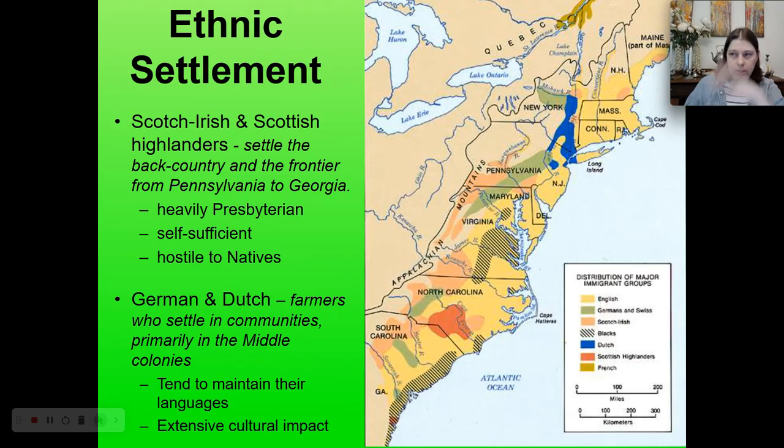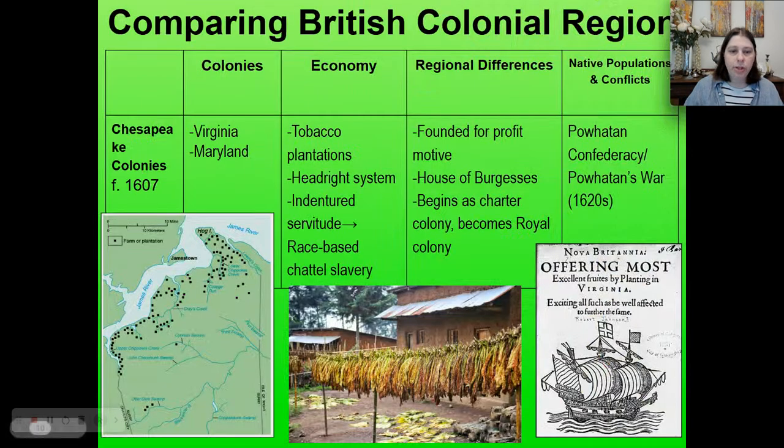There's a graphic, this map on the slide that we saw in our notes in class. It's a really good one to revisit. If you want, you can pause here and take a look at it. It lays out the patterns of ethnic settlement in the colonies, and it's useful for thinking about who is moving where. Okay, so that's the middle colonies.